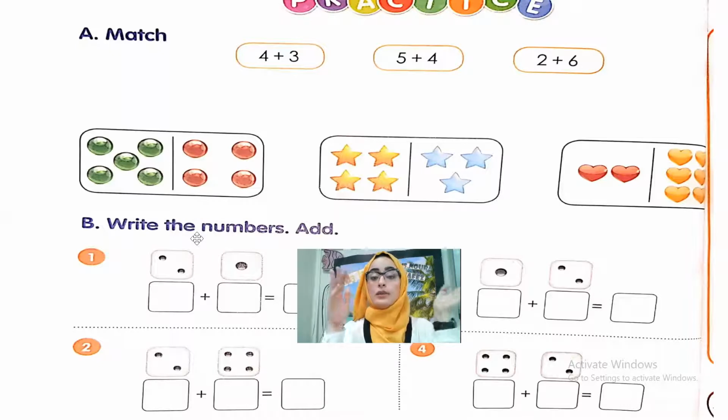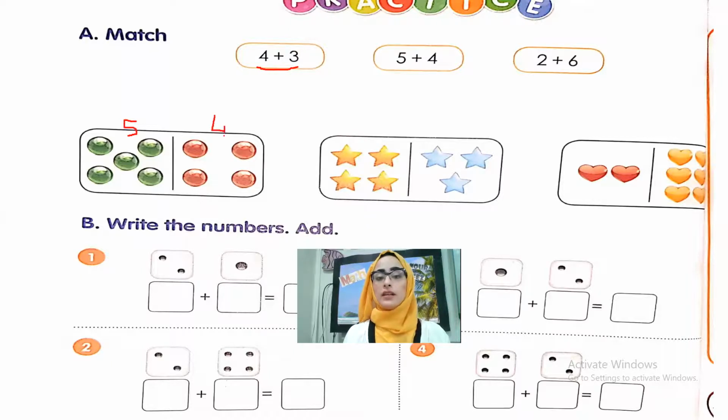First we use marbles, then stars, then hearts. Let's see. I want 4 plus 3. So I have two addends, 4 and 3. If I count here, I have 5, and here I have 4. That's 4 plus 3. Here I have 4, and here I have 3. So 4 first, then 3.